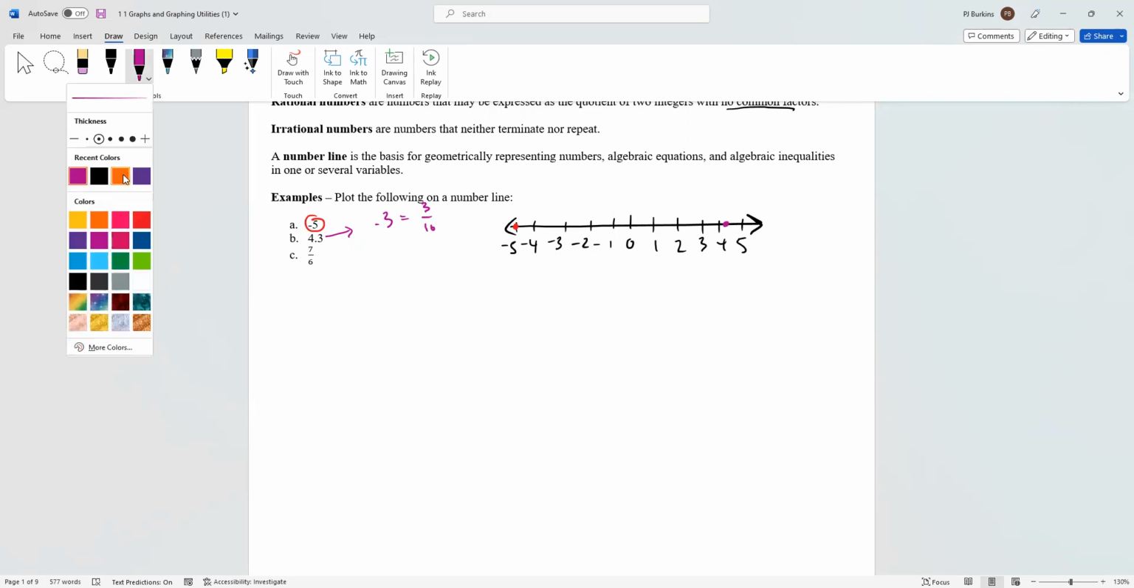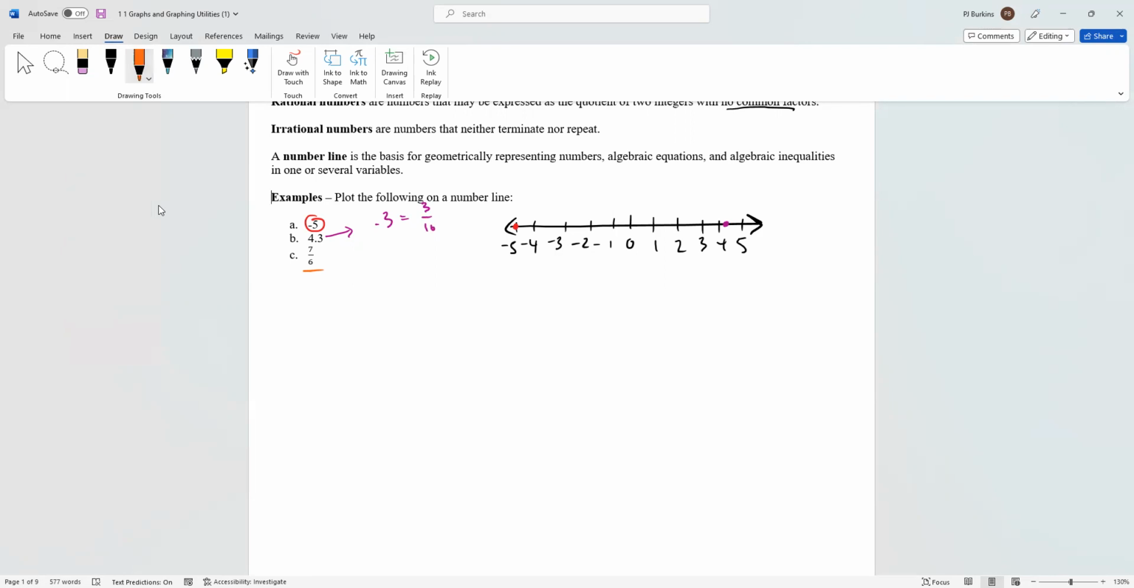And then finally, we can do 7/6. So first we need to know, what is 7/6? Well, if we put 7/6 into the calculator, it's approximately 1.16 repeating.